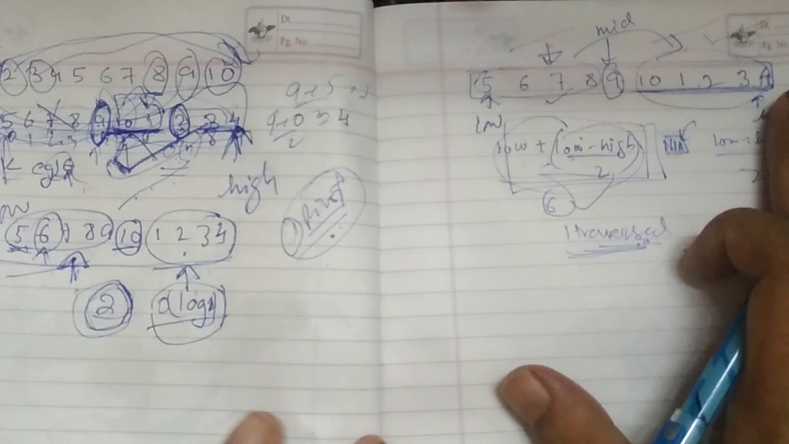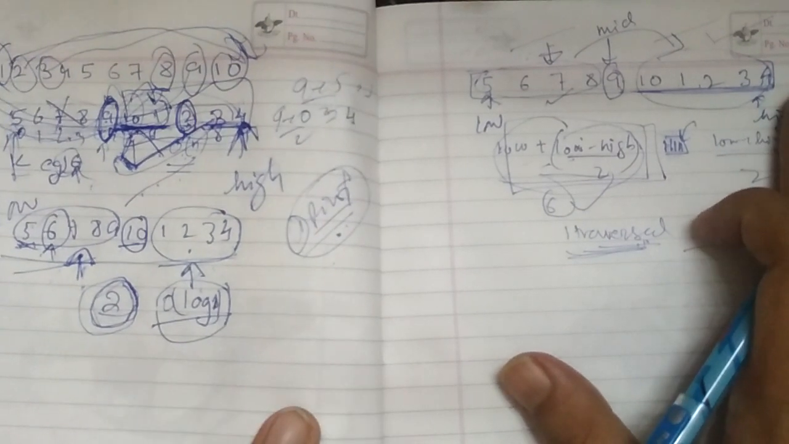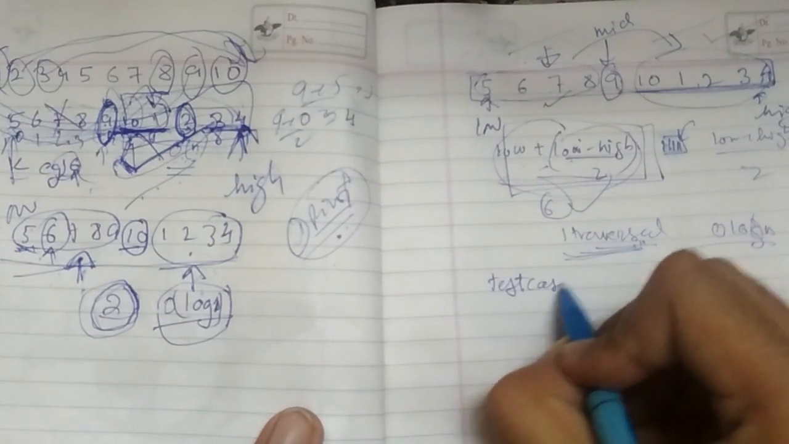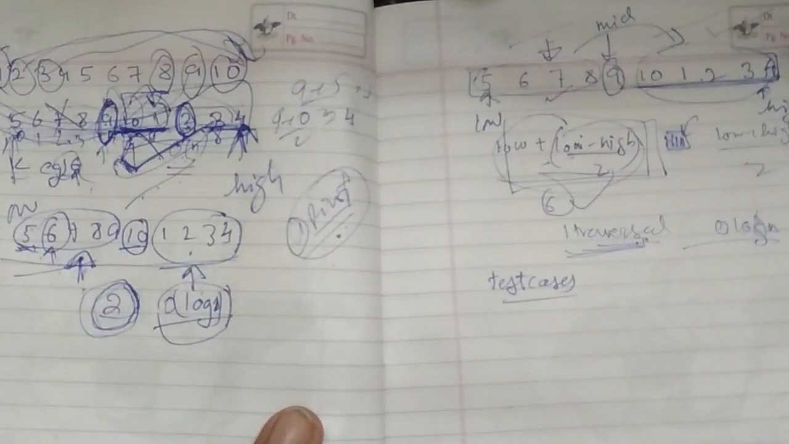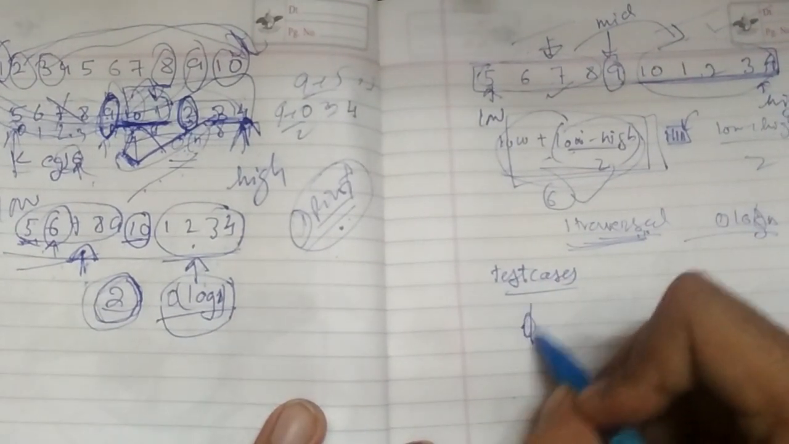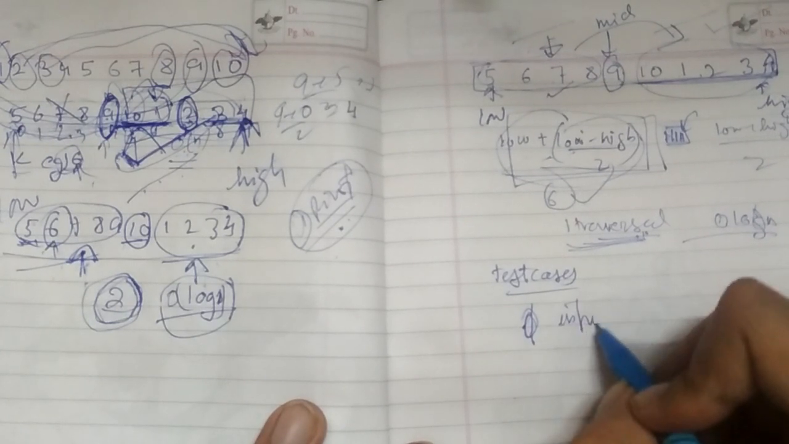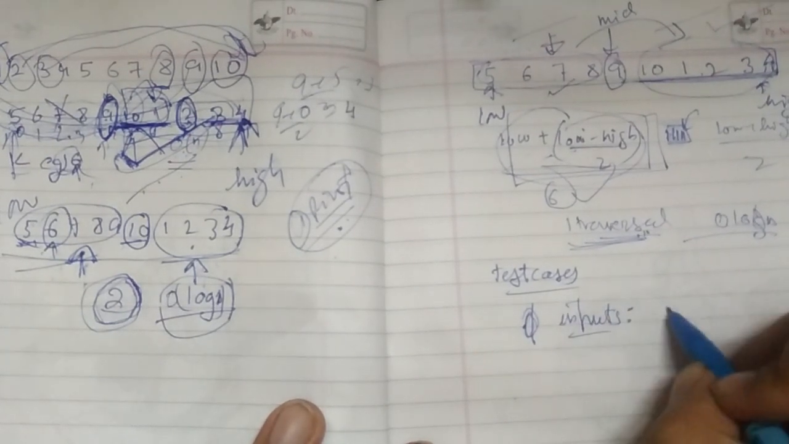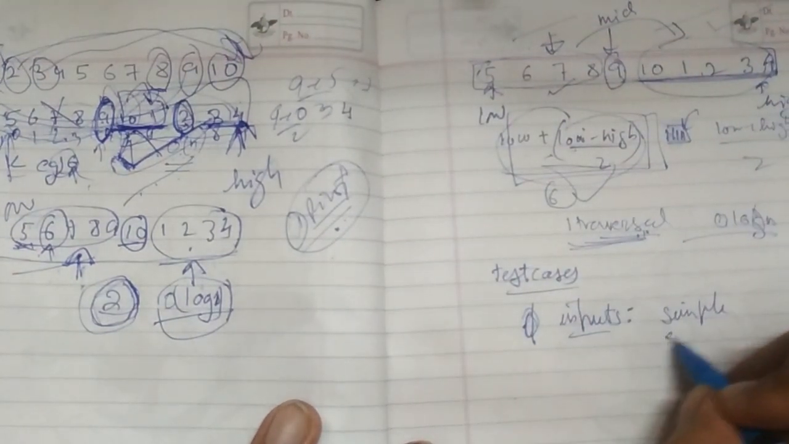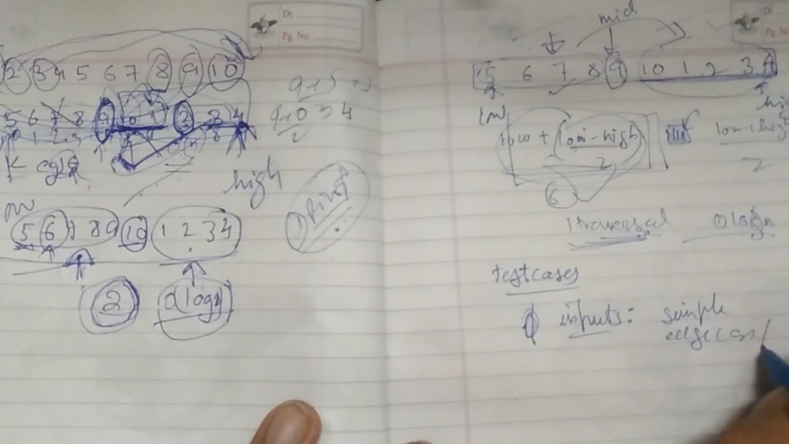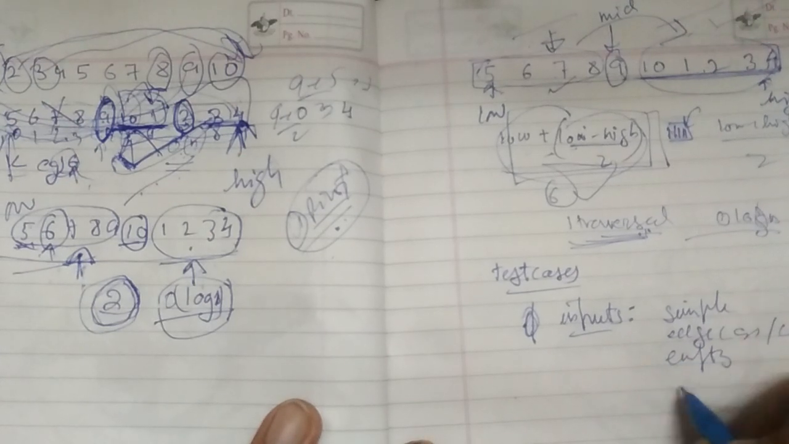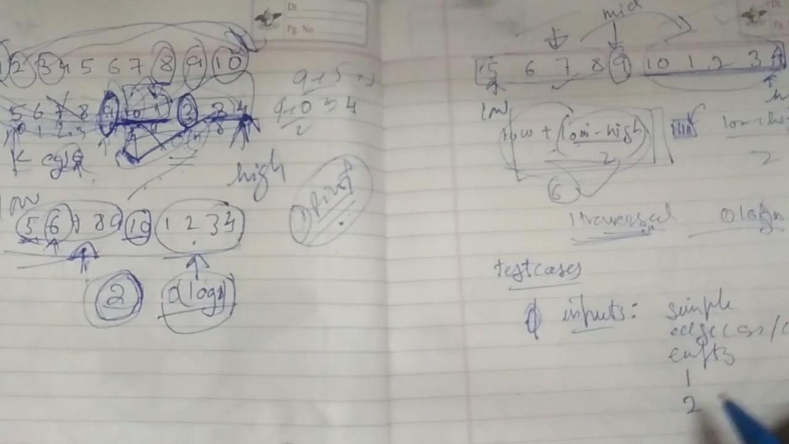So after you have found what you think is the most optimal solution, always check for test cases. Do not straight away hand over your answer to the interviewer. Check for test cases. Check for various inputs. One is a simple input, like we have taken. Check for edge cases and corner cases. For example, if it is an empty array, if there is just one element, if there are just two elements.